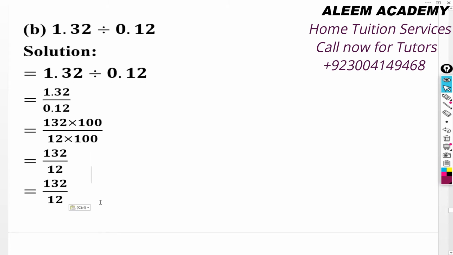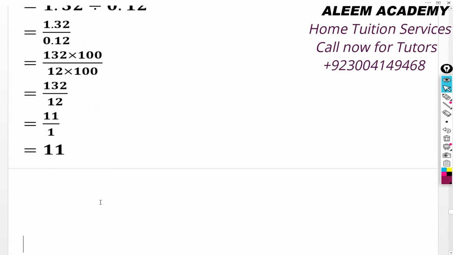Your answer will be basically 11 over 1. 11 over 1 means simply 11. That is your final answer. Let's move to the C part.